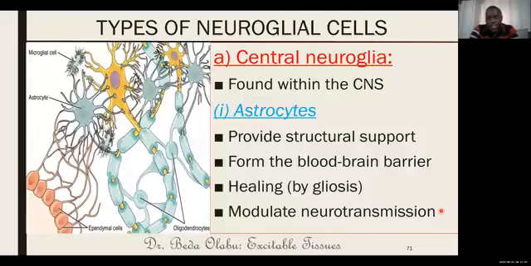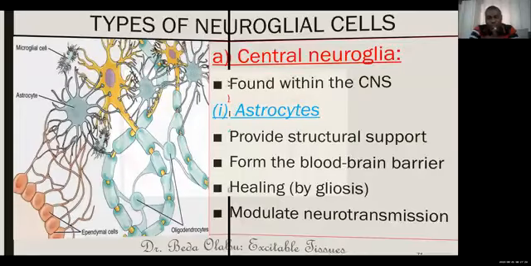There are other functions that you can check in the anatomy books, physiology books, and they're still okay even if you write an exam. There are many functions of astrocytes, but at least remember these four. They're easy to remember as well.